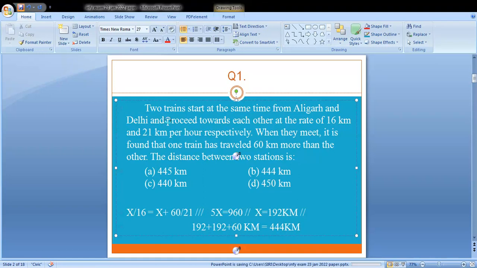So the first question is done. The difference in speeds is equal to the difference in distance. That is, the extra distance is because of the difference in speeds. Let us go to the next question.